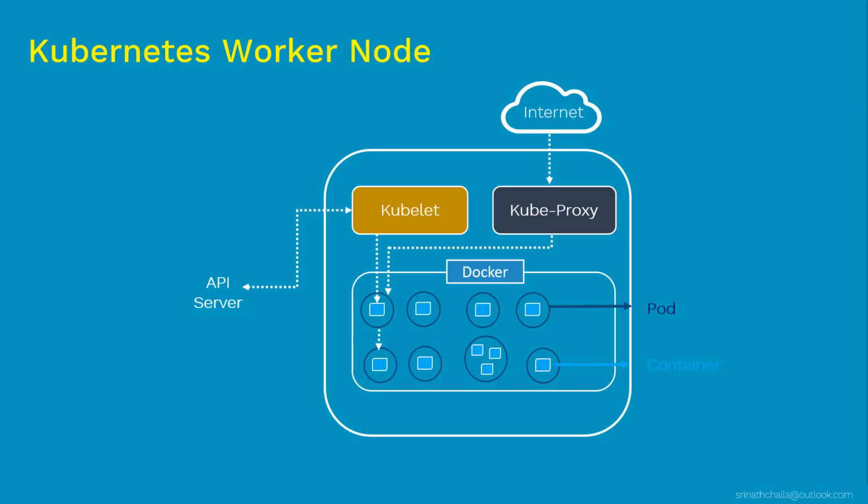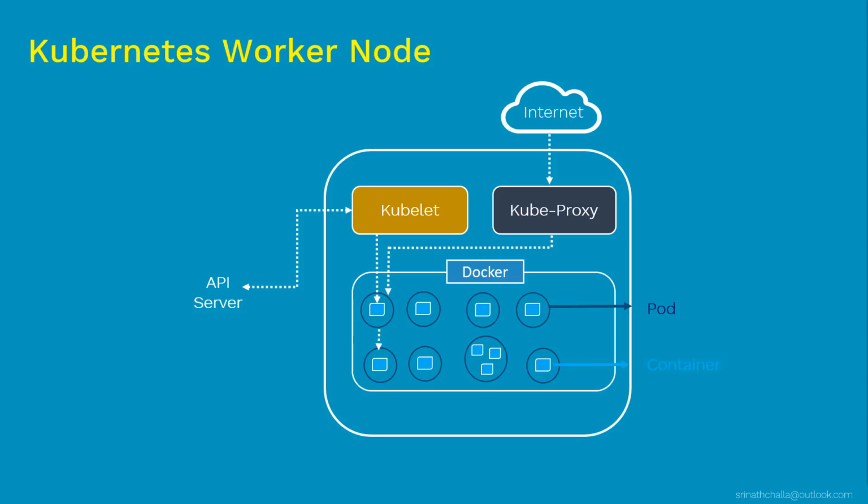So the four primary components inside the worker nodes are kubelet, kubeproxy, pod, and container. Besides that, there will be other add-ons such as cAdvisor and other plugins depending upon the requirements you have. So that's about the Kubernetes worker node and its components.